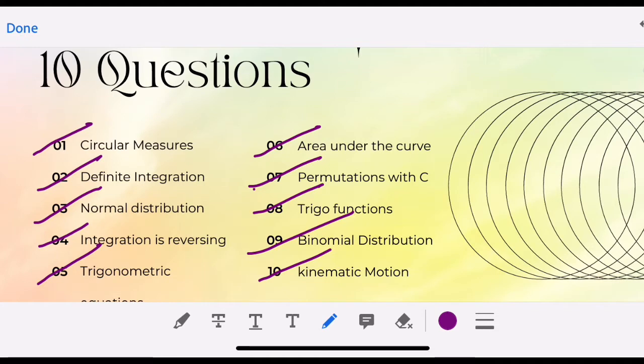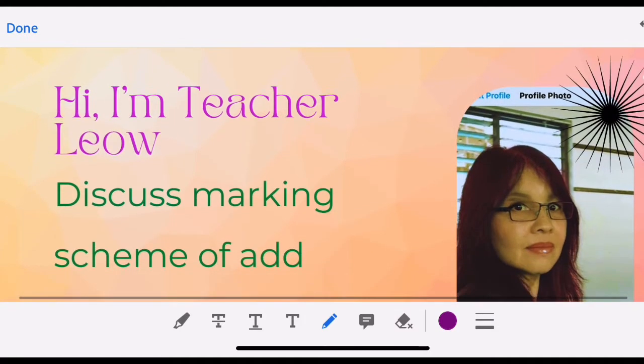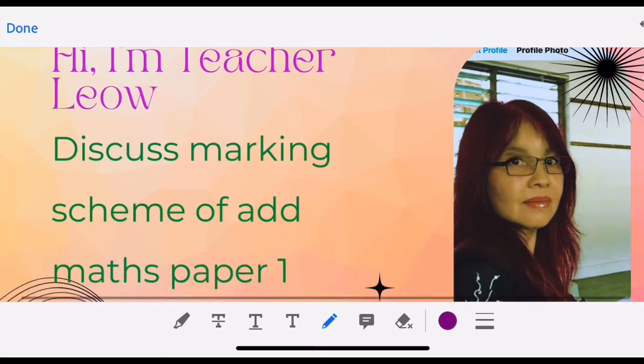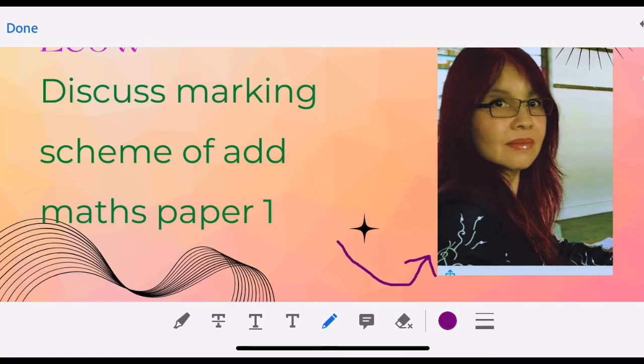So it consists of 10 questions. Right now I would like to discuss with you one by one. Let's get started with discussing the marking scheme for additional maths paper 1.